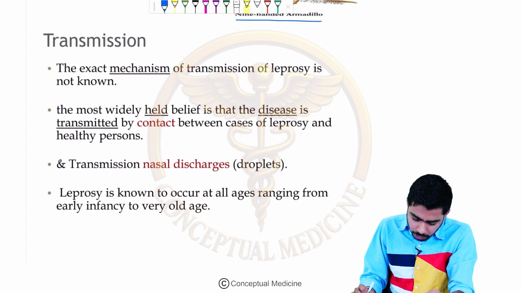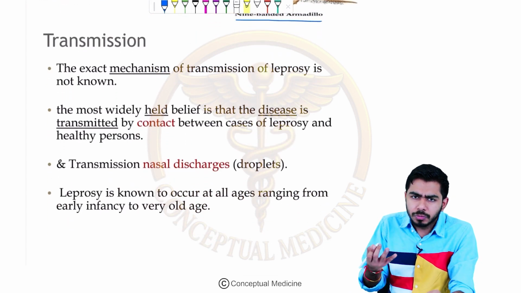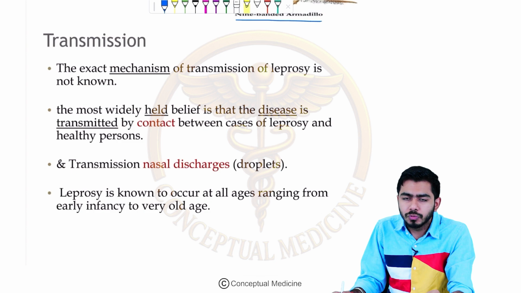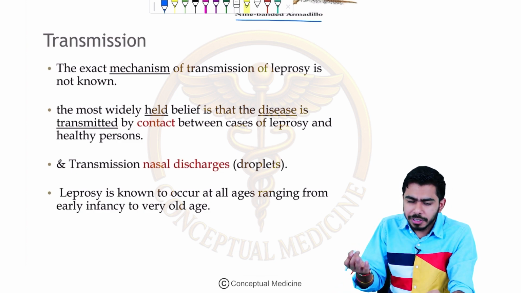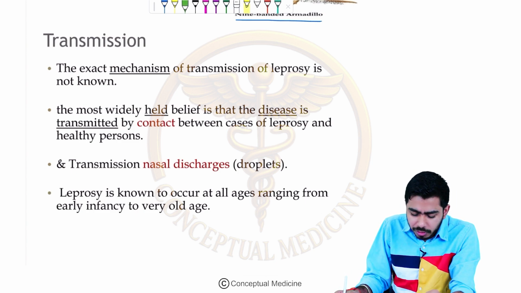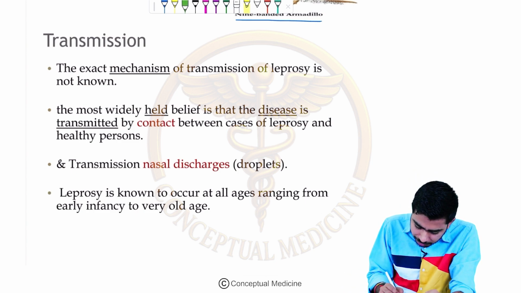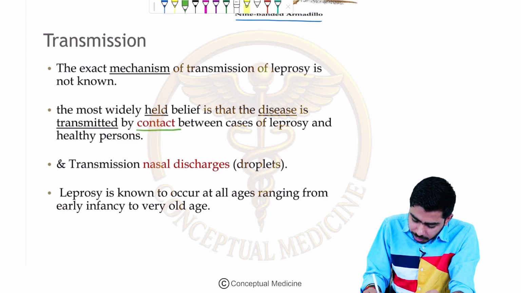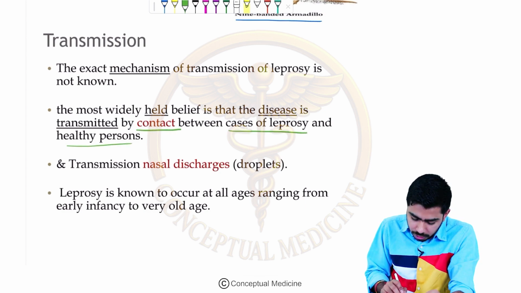Okay, right. So what could be the transmission? As I've told you, the droplets could be the transmission route over here. So by the respiratory droplets, that can be the case, but the exact mechanism of transmission is however idiopathic, that is unknown, but most widely it is seen that it is transmitted by contact between the cases of leprosy and the healthy persons, right? So basically that is the thing.